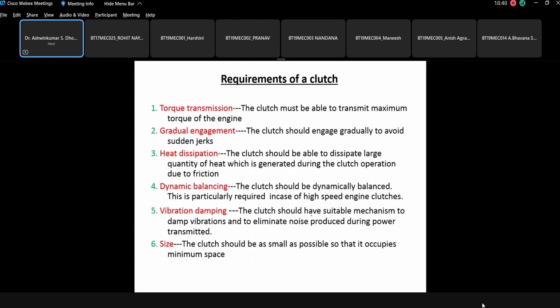Then vibration damping: the clutch should have a suitable mechanism to damp vibrations because it is directly connected to the flywheel. The engine vibrations are transmitted to the clutch, so you need to be careful that some damping mechanism is provided, to eliminate the noise during power transmission. Then the size: the clutch should be as small as possible so that it occupies minimum space. Usually the size of the clutch is equal to the size of the flywheel which you see in the engine. So this is the basic minimum requirement of the clutches.